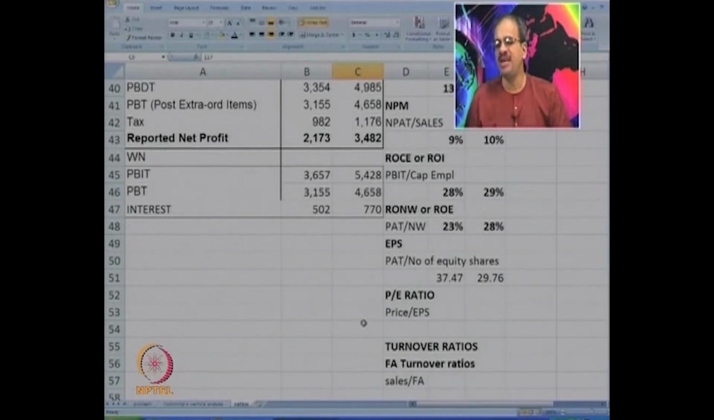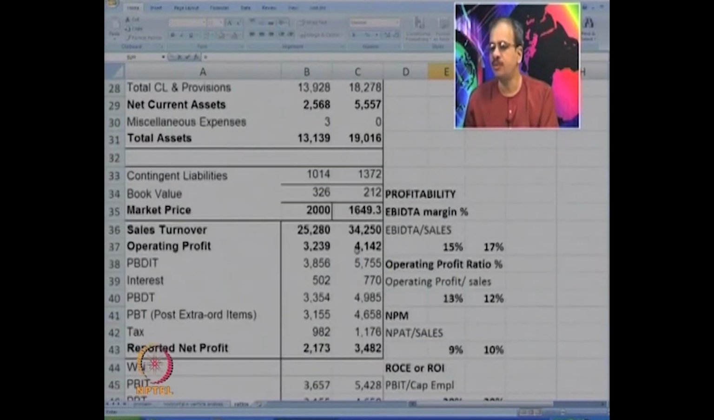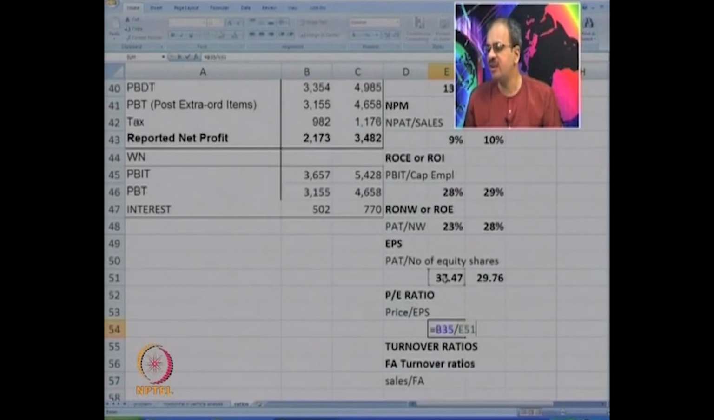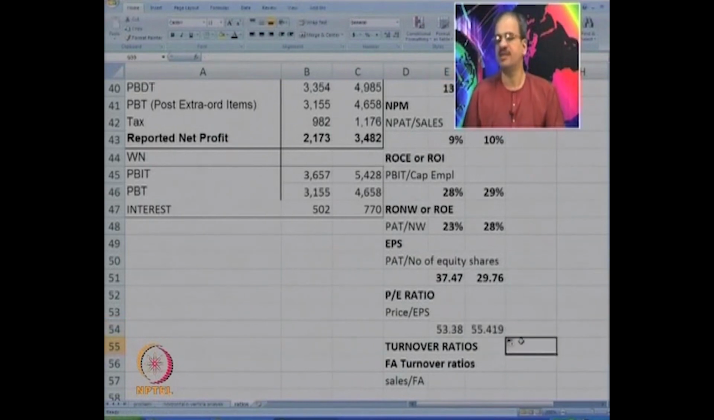Now, let us go to the PE ratio, price earning ratio, which is a very important ratio for a stock market investor. In this ratio the relationship is calculated between the price and the earnings. That is, how many times the investors are willing to pay for the profits earned or the earnings of this company. So, market price is given here divided by the EPS which we have just calculated. So, it is 53, it has more or less remained the same, slightly it has increased.